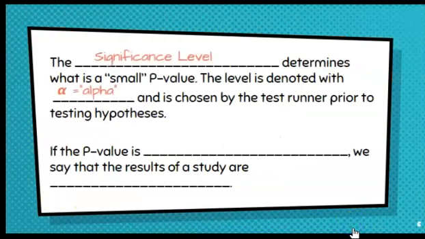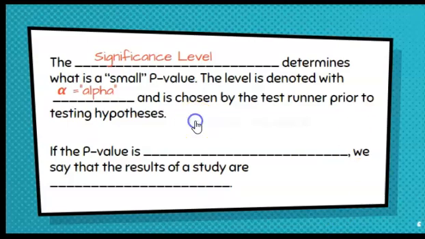All right, the significance level, alpha, determines what a small p-value really is. This level is denoted as alpha. You see the Greek letter alpha, it looks like a little fish. It is chosen by the test runner prior to testing the hypothesis, right? So they give you a significance level, and if your p-value is lower than that significance level, we reject the null. Sometimes you'll hear people say, if the p is low, reject the H-naught. And that's one way to remember it, okay?